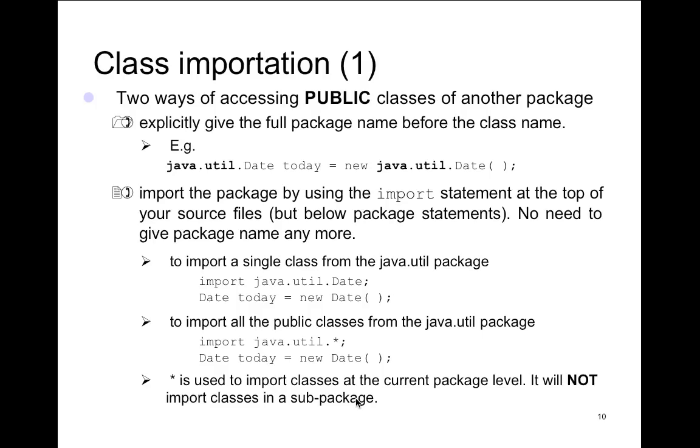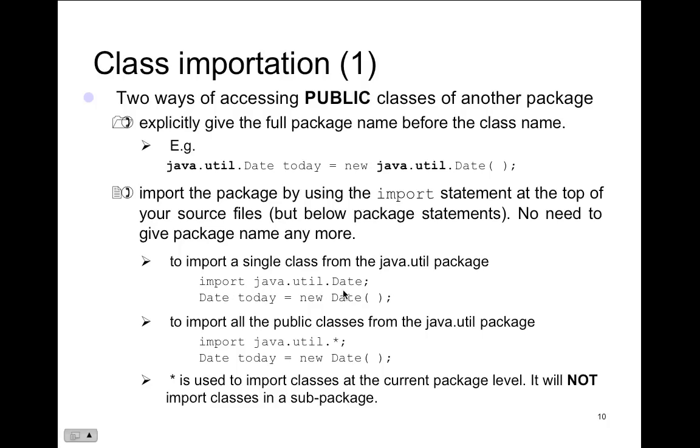You'd make it private if you had multiple versions and you wanted to select one or the other. So you made one private, made one public, and you switched them or something. The first way is to explicitly give the full package name before the class name. Here we have java.util.Date. What we're really doing in our program when we import packages is we're going to write import java.util.Date.